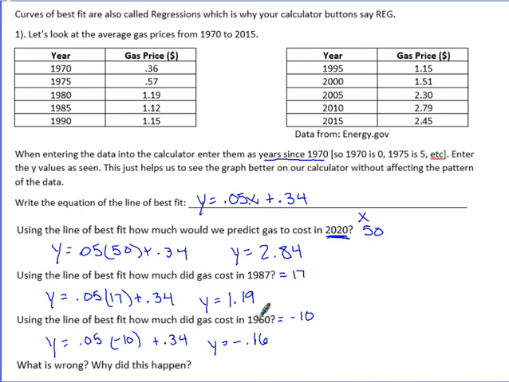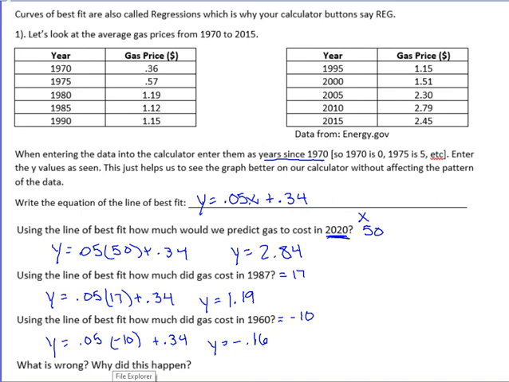1960 is 10 years before 1970, so I plugged in negative 10. But when I did that, I got y equals negative 0.16. I don't think that gas stations in 1960 were charging negative 16 cents or paying you 16 cents for every gallon of gas you put in your car. So we have these questions here. What is wrong and why did this happen?